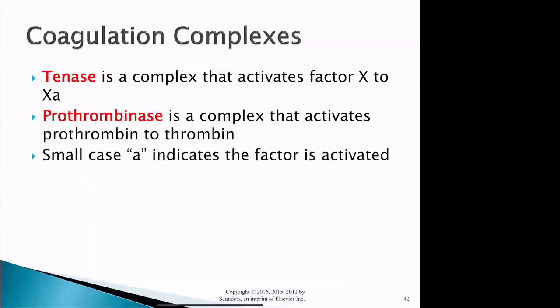Okay, so in coagulation, we also have these complexes that we have names for. The 10-ACE complex is a complex that activates factor 10 to activated factor 10. The prothrombinase is a complex that activates prothrombin to thrombin. And when you have that little a next to the Roman numeral, that indicates that the factor has been activated.